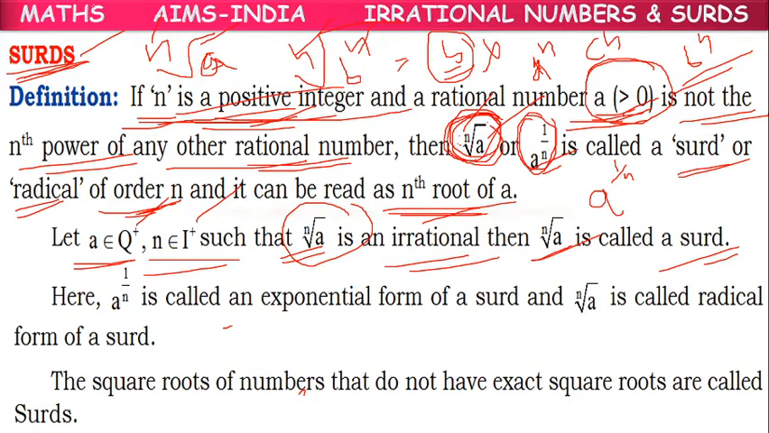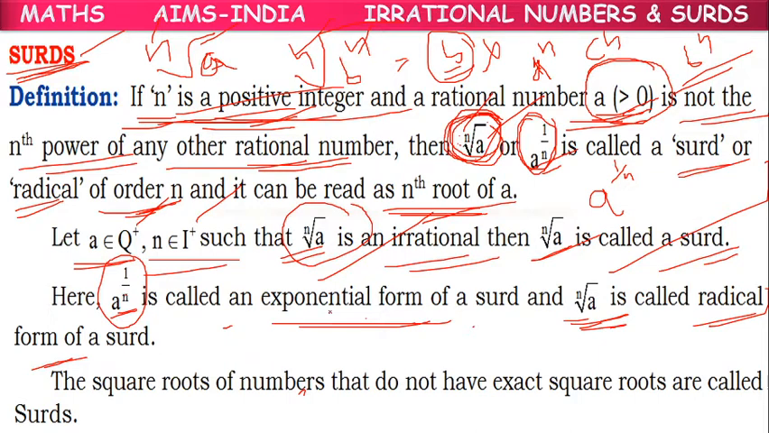Here in surd we have two forms. a power 1 by n is called the exponential form of surd. The nth root of a is called the radical form of surd. Surd has two forms, exponential form and radical form. In terms of power, it is the exponential form; in terms of root, the radical form. It means the square roots of numbers that do not have exact square roots are called surds. The numbers which do not have exact root values are all considered as surds.